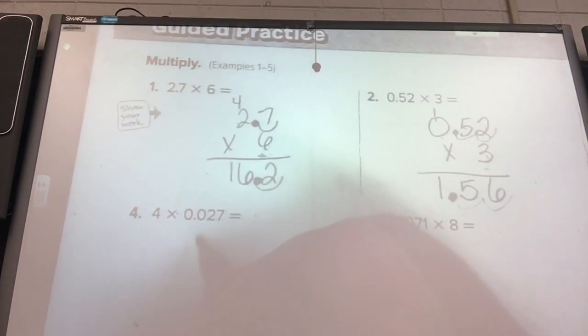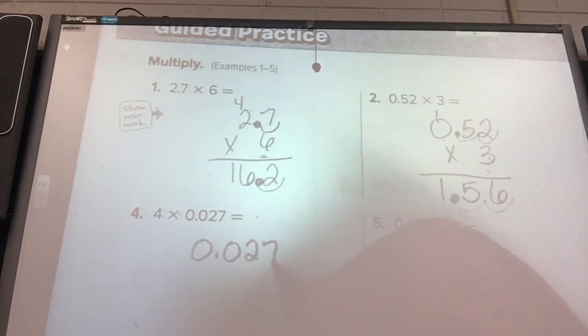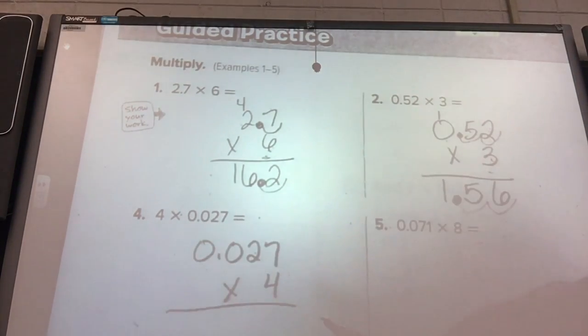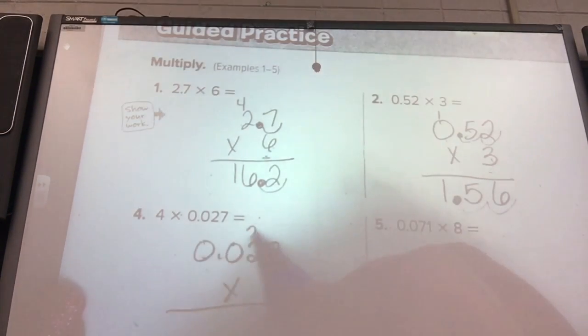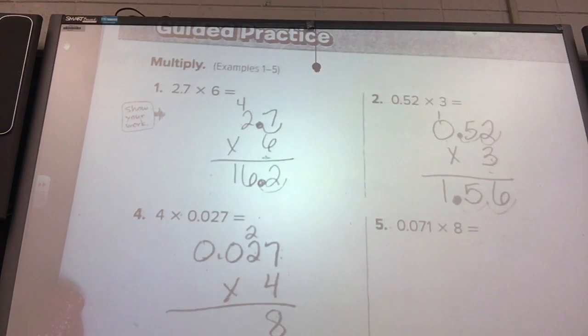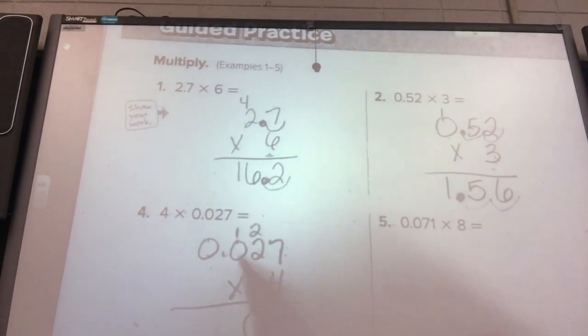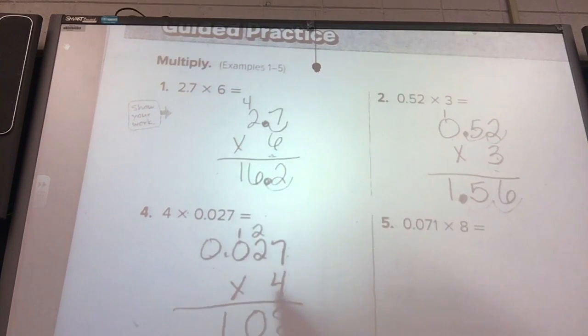Alright, now we got a 3-place decimal, 0.027 times 4. The 1s, we're going to multiply times all of these one at a time. So 4 times 7 or 7 times 4, either way. 28, good. 4 times 2 is 8, plus 2 is 10. 0 goes down, 1 goes up. 4 times 0 is 0, plus 1 is 1. 4 times 0 is 0. Over 1, 2, 3 means we go over 1, 2, 3.